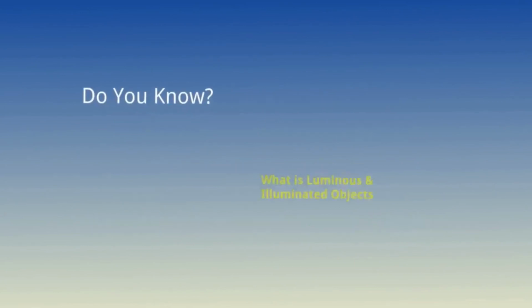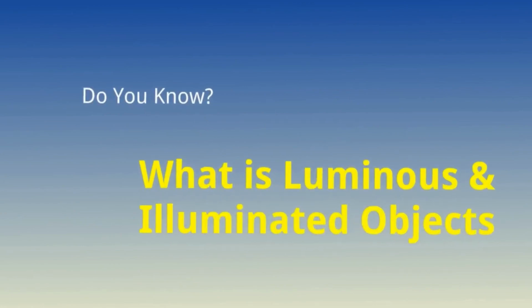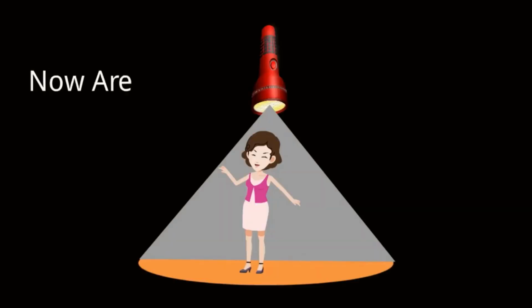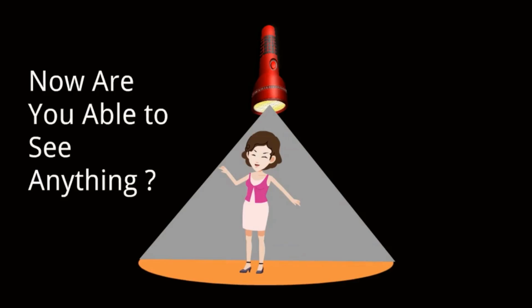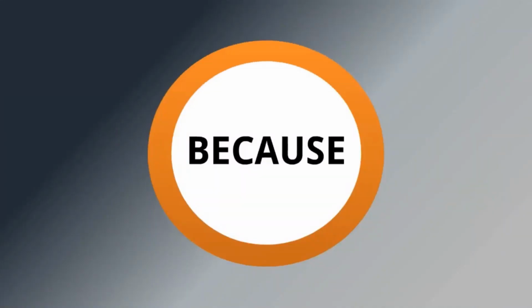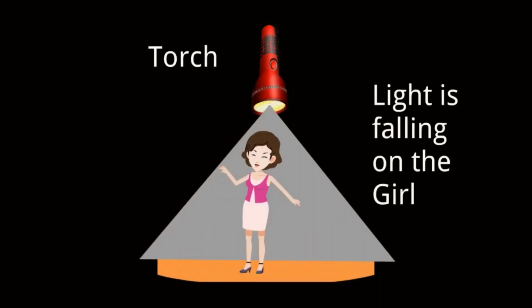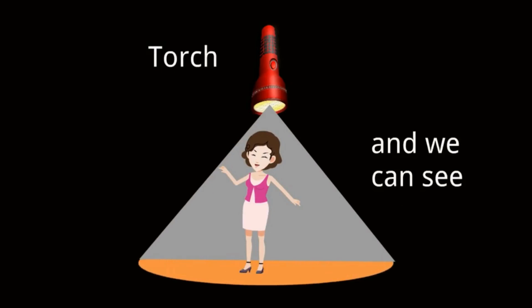Do you know what a luminous and an illuminated object is? Before that, we will see an example here. This is a very dark space. Are you able to see anything here? No. Now are you able to see anything? Yes, because there is a torch light and light from the torch is falling on a girl and we are able to see the girl.